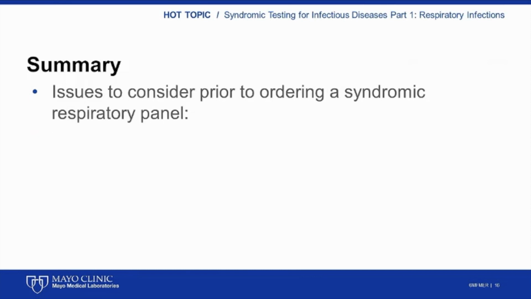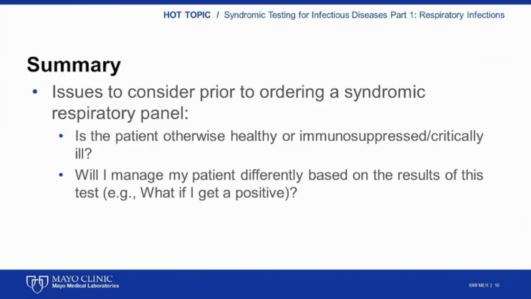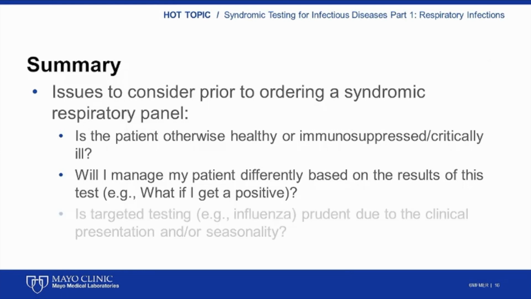And finally, there are several important issues to consider prior to ordering a syndromic respiratory panel. First, is the patient otherwise healthy, or are they immune suppressed or critically ill? Second, will I manage my patient differently based on the results of the multiplex panel? Specifically, what will I do if I get a positive result for any one of the targets represented on this panel? And finally, would targeted testing be prudent due to the patient's clinical presentation or the time of year that the patient is ill? I think considering these issues will be helpful when deciding whether a multiplex respiratory panel may be of clinical benefit.